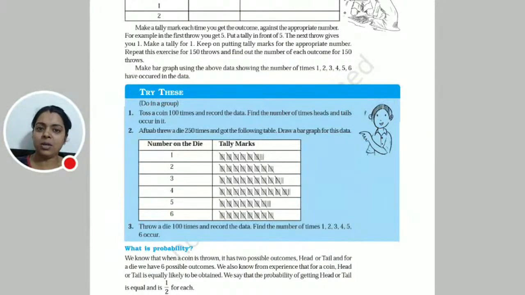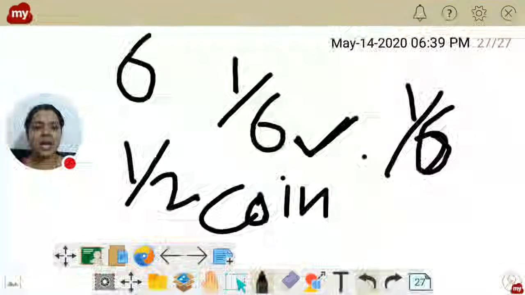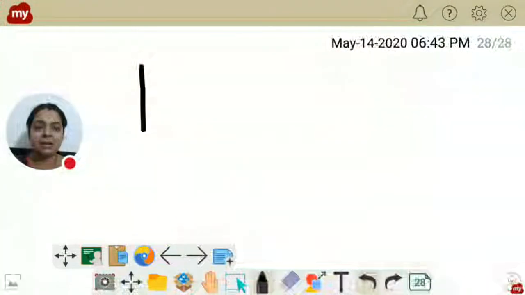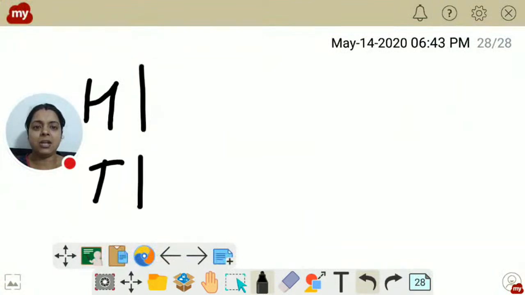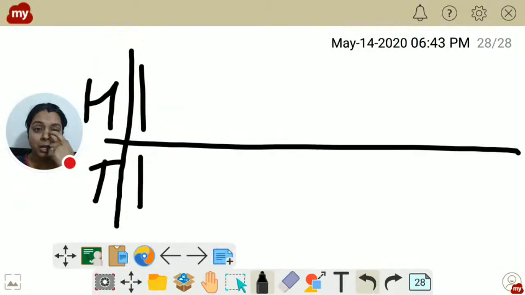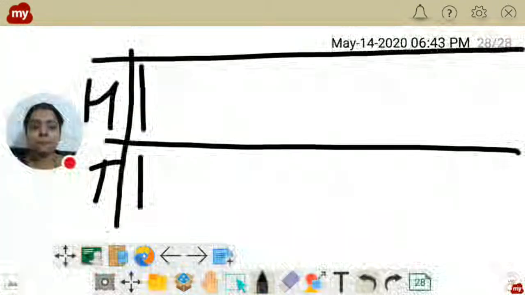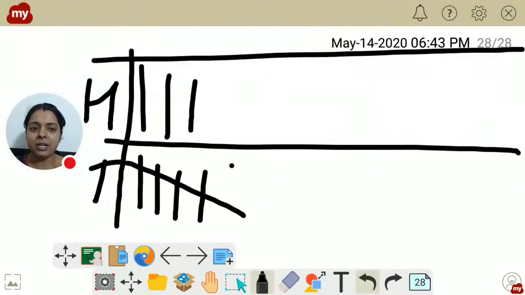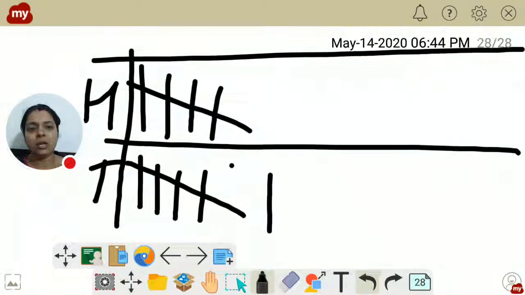Toss one, I got head. So in that, head one. Second toss, I got tail, wrote one. This is for head, this is for tail. I made this table here. Next turn, I got tail again. Next turn, tail again. Next turn, got head, got tail, and finally tail. When it is 5, I'll make it this way. Again I got tail, got head, again head. It becomes like this.